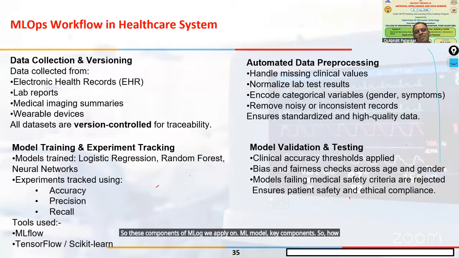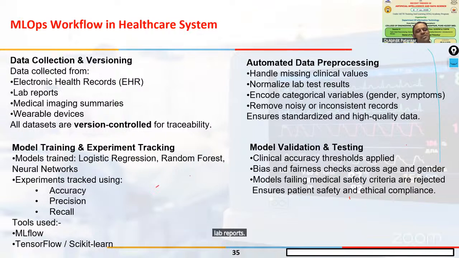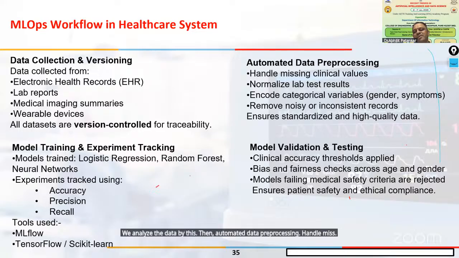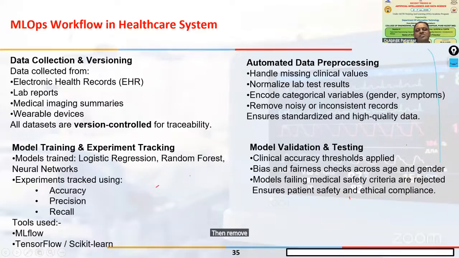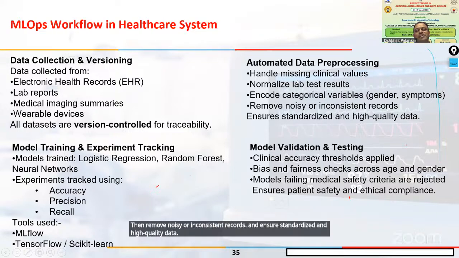So how do we apply? Data collection and versioning. Data is collected from electronic health records, lab records, medical image summaries, and wearable devices. So all this data collection has version control for traceability. We analyze the data by this. Then automated data pre-processing: handle missing clinical values, normalize lab test results, encode categorical variables like gender or symptoms, then remove noisy or inconsistent records, and ensure standardized and high quality data by automating the data pre-processing.